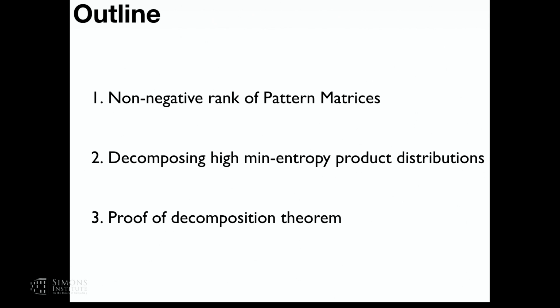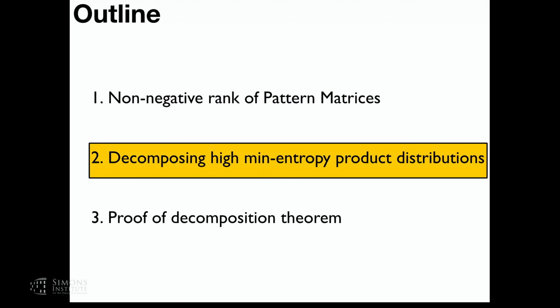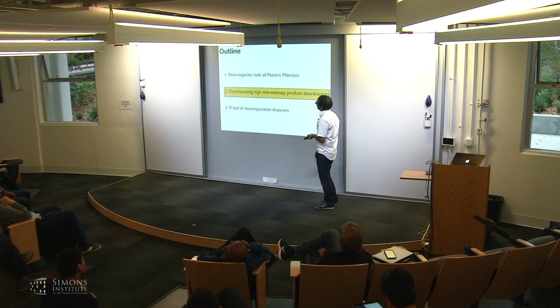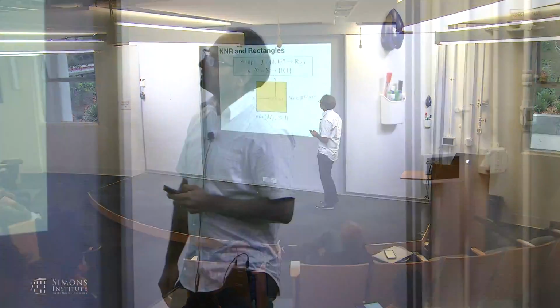Okay, so here's the outline. Again, I stated the main result, which is a lifting theorem for pattern matrices, which gives a lower bound on the non-negative rank of pattern matrices. And now let me tell you the crux of the proof. The crux of the proof is something that comes out of communication complexity. We call it decomposing high min-entropy product distributions. So let's get there a little slowly.